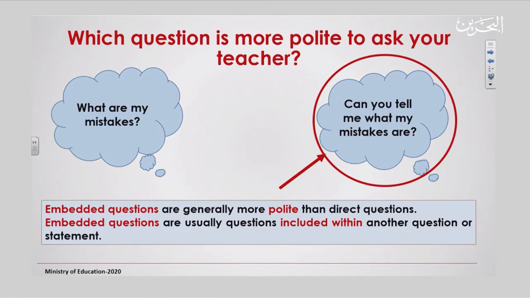Embedded questions are usually questions included within another question or statement. So as we can see here, what are my mistakes is one sentence. As for the embedded question, it is part of two sentences: can you tell me, and what my mistakes are. So embedded questions are questions included within each other. So two questions together.